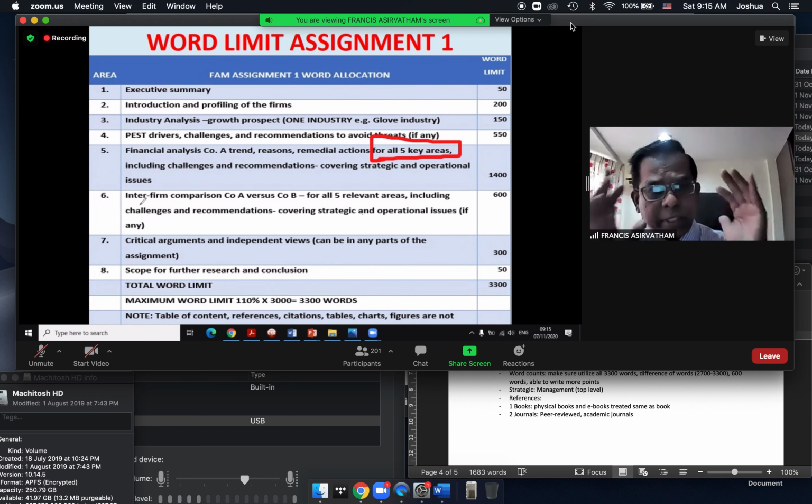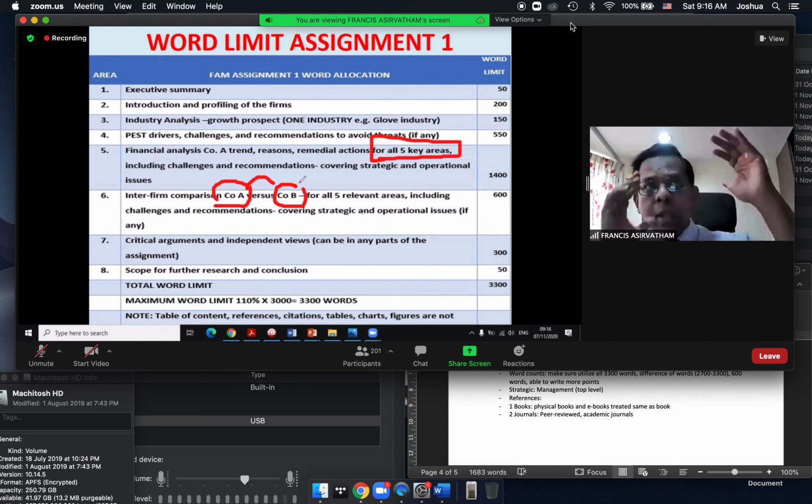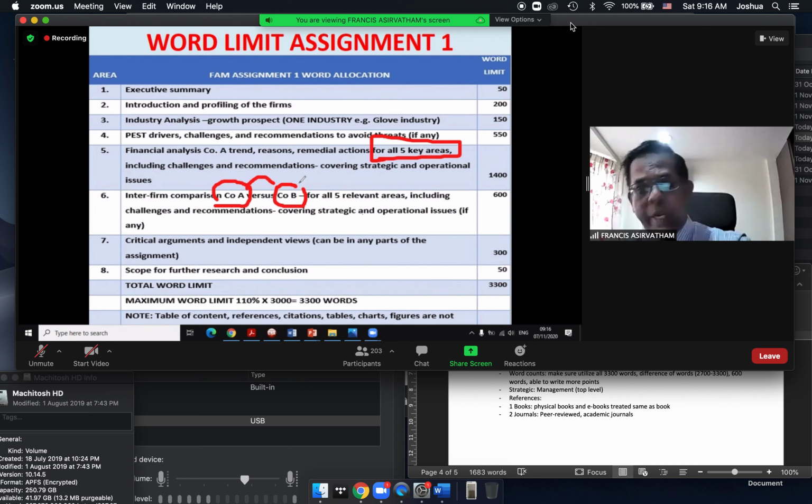Next, number 6 is interfirm comparison. We will take company A, the main company, and compare it with company B, the second company, as a competitor you have selected. The reason we are using this approach is that the word limit is very limited, only 3,000. So we will do a selective analysis for company B. Selective, you're not going to do the whole thing. Selective means I'll still do the 5 areas, but limited to 1 ratio only, not all the numbers.